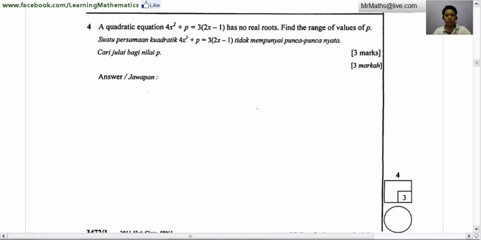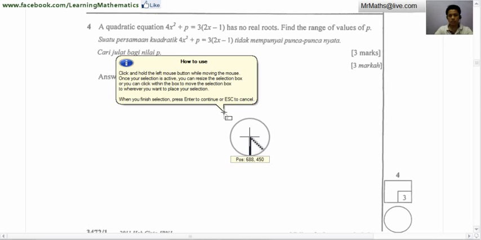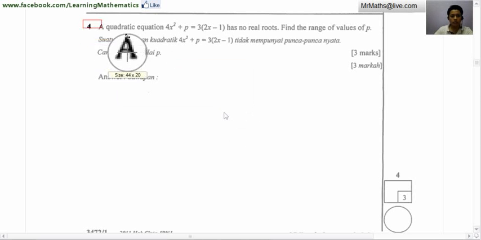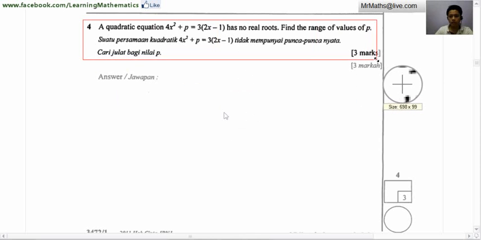A quadratic equation 4x squared plus p equal to 3 bracket 2x minus 1 has no real roots. Find the range of values of p. Okay, this calls for quadratic equations. Let me just work it out on a different piece of paper. We'll cut out this portion of the question and move it somewhere else, because I don't think I will ever have enough space in this area.